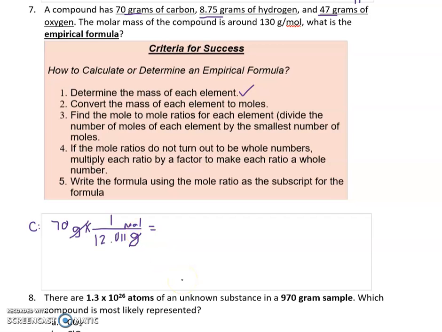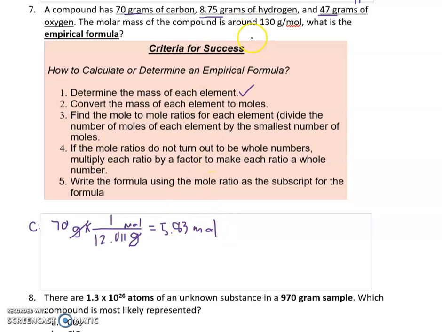And all I have left to do is the math. 70 above 12.011, that means I have to divide 70 by 12.011, which is 5.83 moles.